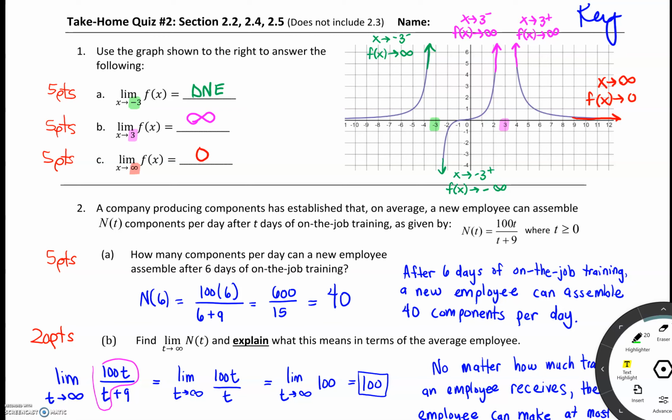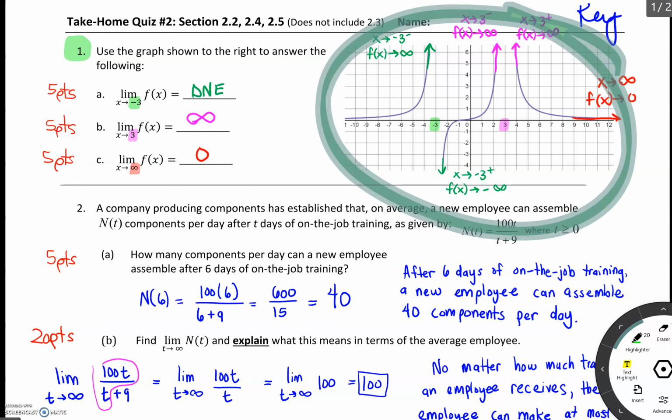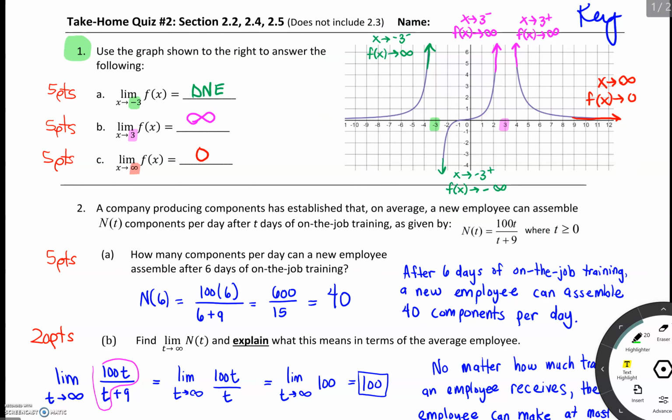Okay, so let's talk about the problems on this quiz. So number 1, you were asked to find limits just by reading a graph. So you did not need to provide any explanation of your work or any supporting work. You could just go straight to these answers, and those were 5 points each. I provided some extra explanation here for teaching purposes, but that wasn't needed.